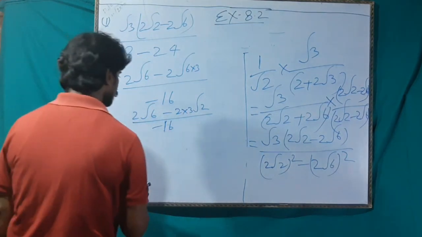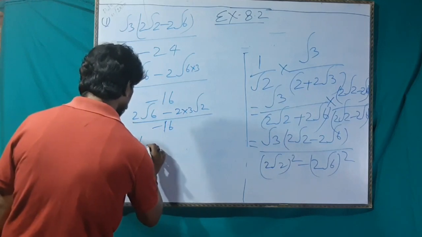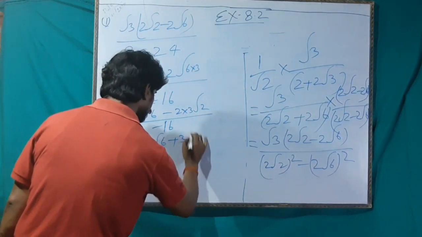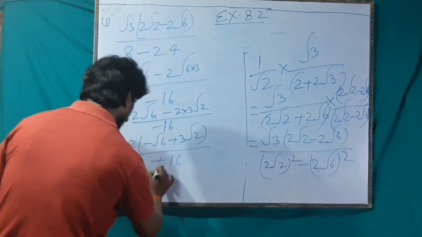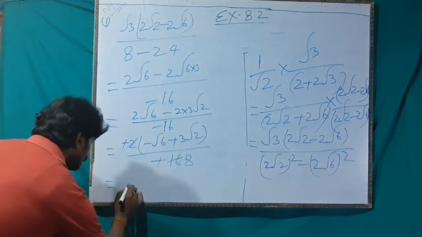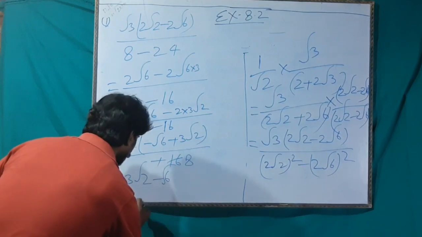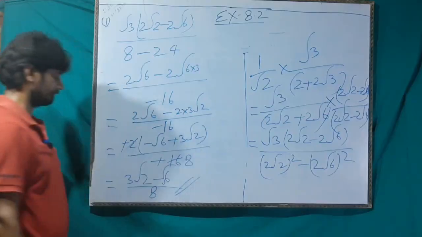Now we will take minus 2 as common. We will write here minus root 6 plus 3 root 2 by minus 16. Minus minus cancel, 2 8s are 16. Now we can write 3 root 2 minus root 6 by 8. It's our answer.